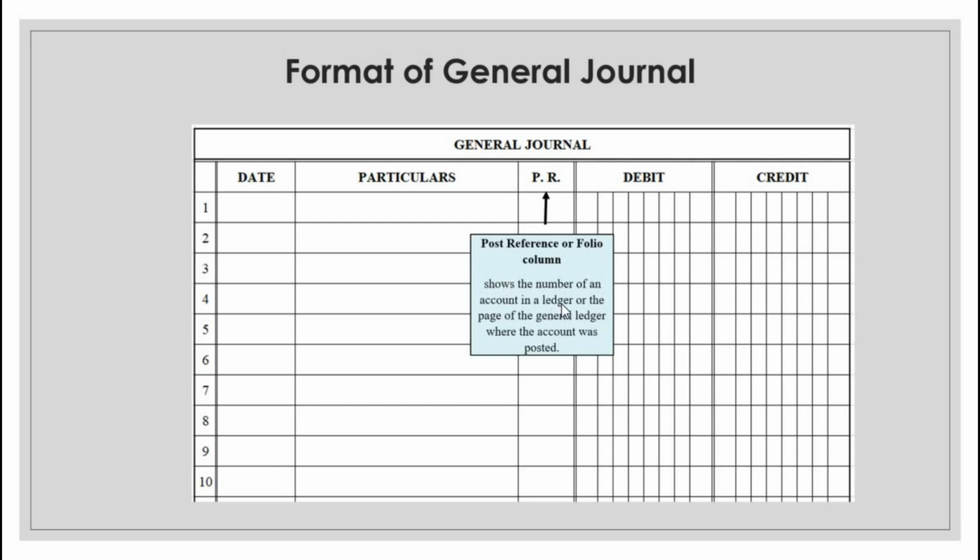So, this shows the number of an account in a ledger or the page of the general ledger where the account was posted. So, itong PR column na to, this will be filled out once you have posted this particular account in the general ledger, I should say.